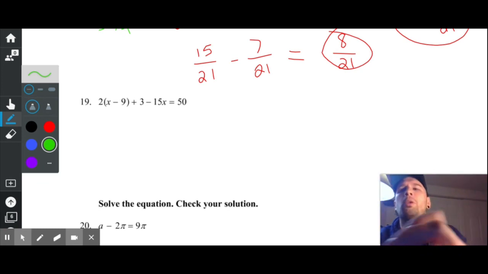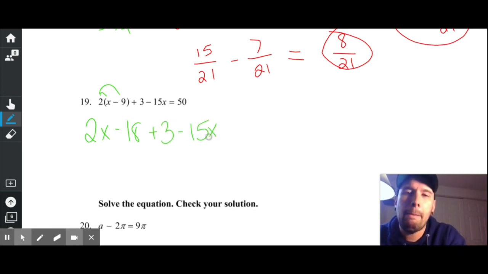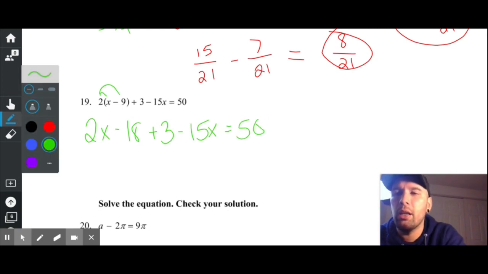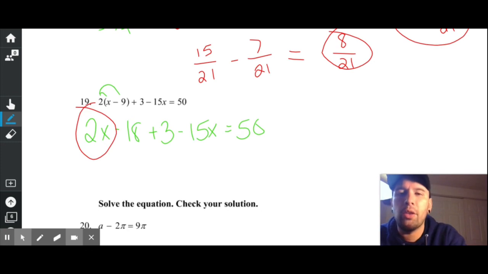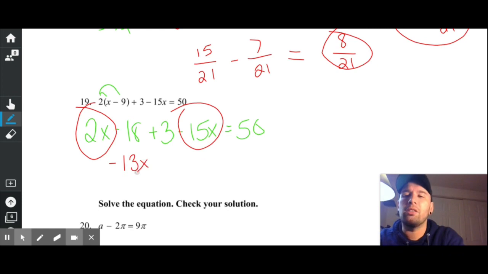Oh, look, distributive property again. 2 times x, 2 times negative 9. Bring down the plus 3. Bring down the minus 15x equals 50. Look at all the stuff I have going on the left side. I have a 2x on the left. I also have a negative 15x on the left. You're not going to do anything to both sides. They're on the same side, so you can combine them. That gets me negative 13x.